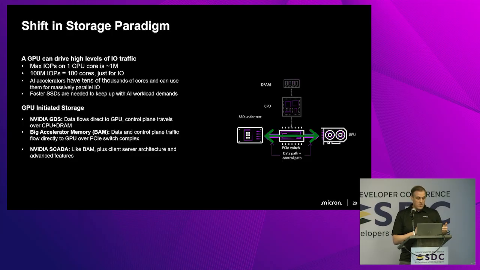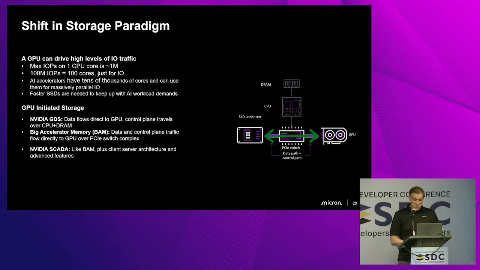And here's essentially the evolution of GPU direct storage. We have NVIDIA GDS, where the data flows to the GPU, but the control plane is the CPU and DRAM. We have Big Accelerator Memory, or BaM, where the data control path is actually on the GPU, and the data flows directly from storage to the GPU, completely bypassing the CPU. And NVIDIA is currently working on SCADA, which they've talked about at GTC. It's built on BaM, but it also adds a client-server architecture, so you can disaggregate the storage from your actual client compute and training.